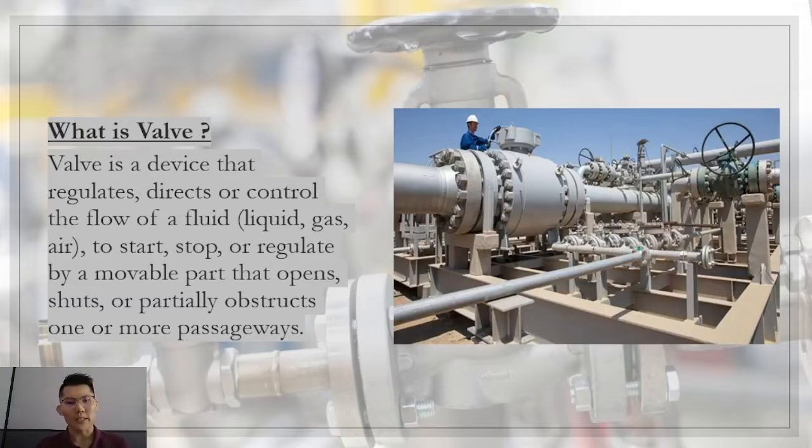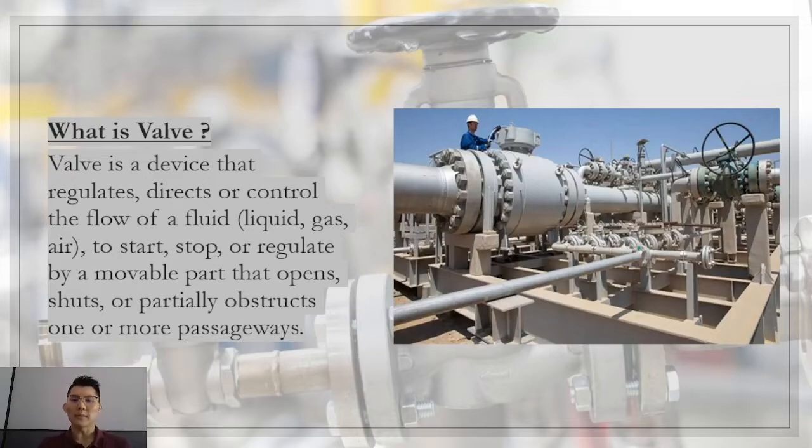Fluid can be a liquid, gas, air, or sometimes even a solid, or what we call multi-phase, meaning a solid with liquid or a solid with gas. It is used to start or stop or to regulate by a movable part that opens, shuts, or partially obstructs one or more passageways. So this is the definition of it.